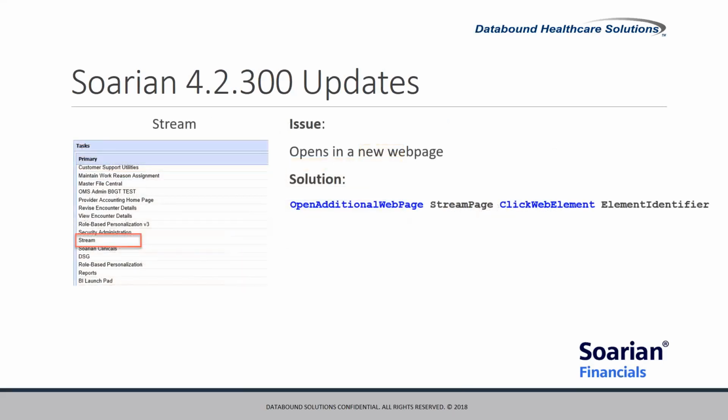This one I mentioned at the top, but I'll just summarize it again. Stream opens in the current browser window. When you click on it now, it will open in a new web page. This one will require a command change. You will have to use the open additional web page command in order to get Stream open. So this is the syntax for that. There's documentation for it. I've included it also in the forum post, so it should be in many places. If you still need help with it, you can consult our documentation in the help file, or you can reach out to support if necessary.